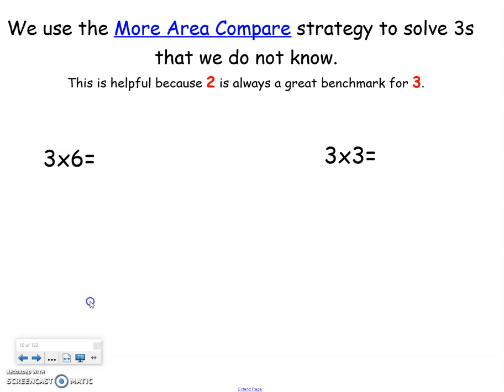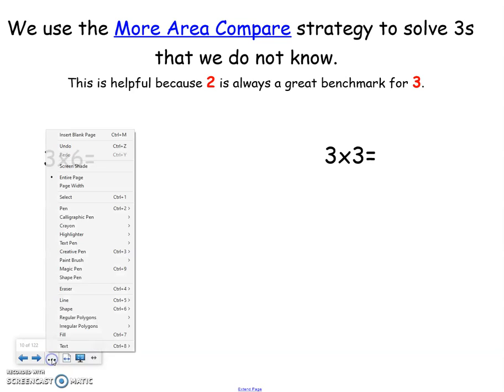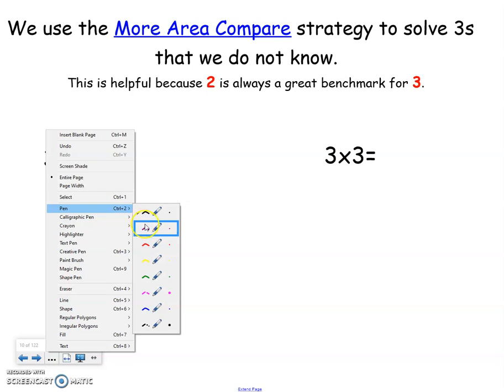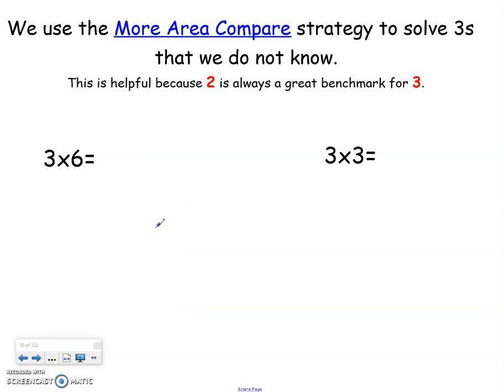It is pretty common to find that students have a difficult time knowing when to use the more area compare strategy, or a difficult time determining benchmark facts to use to solve unknown facts. So it can be really helpful to intentionally teach our students when to apply certain specific strategies. So for example, it's great to teach students that the more area compare strategy is really helpful to solve 3's facts that we don't know. More area compare is helpful for solving 3's because 2 is always a great benchmark for 3. So if you don't know a 3's fact, you could use a 2's fact with the more area compare strategy to solve it.